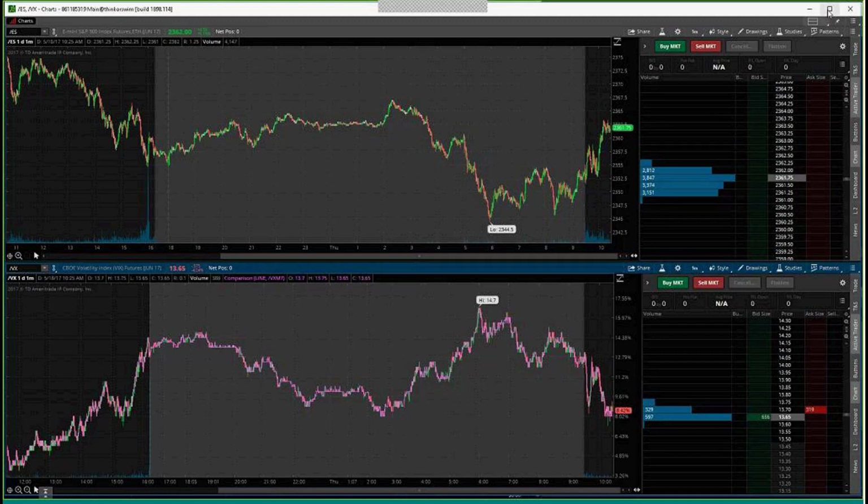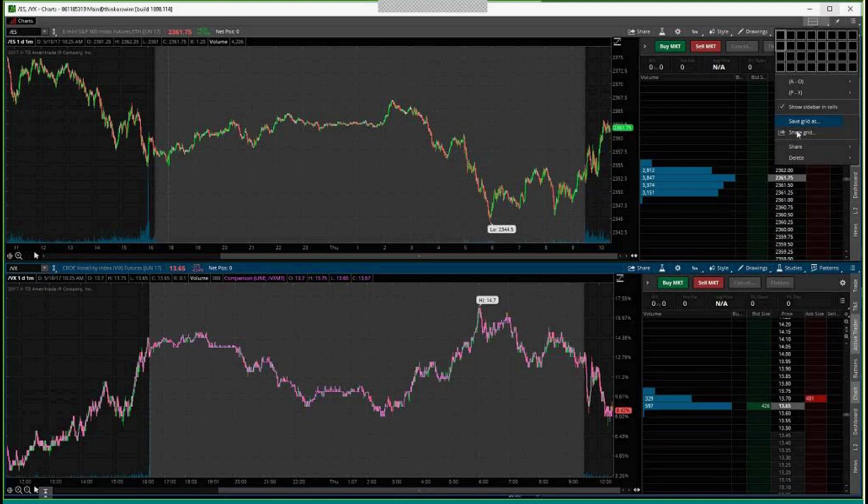The other thing that I look at all the time is not just the front month VIX, but how the front month compares to the second and third months.